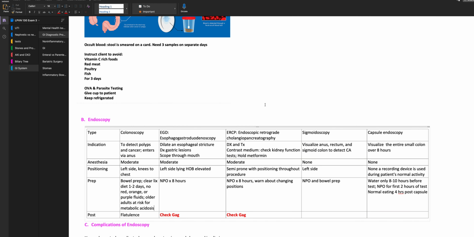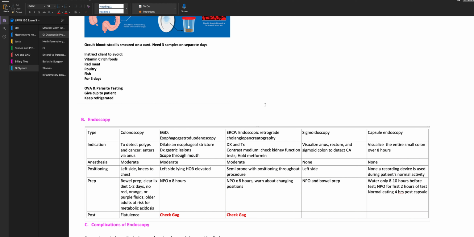The patient is going to need a bowel prep, and they'll start that 1 to 2 days beforehand, and it's not fun, let me tell you. You have to drink a lot of fluid, and the bowel prep has a laxative, and you're going to be on the toilet all day. So no red, orange, or purple fluids. That's because the provider doesn't want to see that color in your bowel.